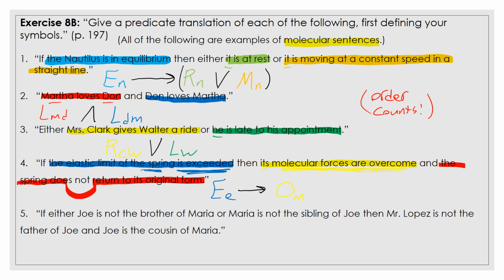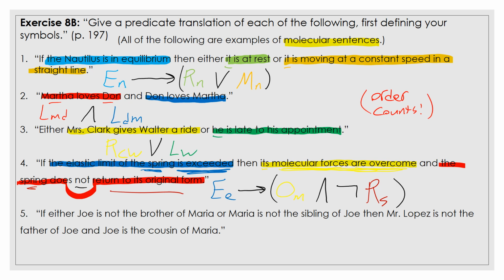We have the conjunction and. The spring does not return to its original form, so we have the negation. Returning to its original form is the predicate. We'll give that a capital R. And we have the spring for the name, lowercase s. And then we can get some parentheses in there.